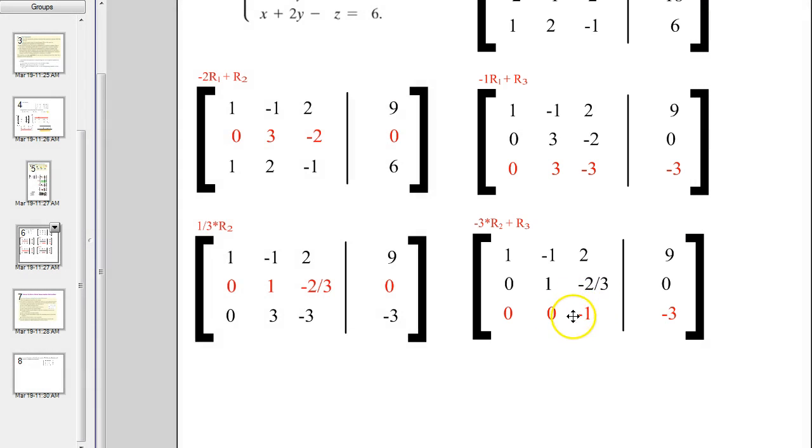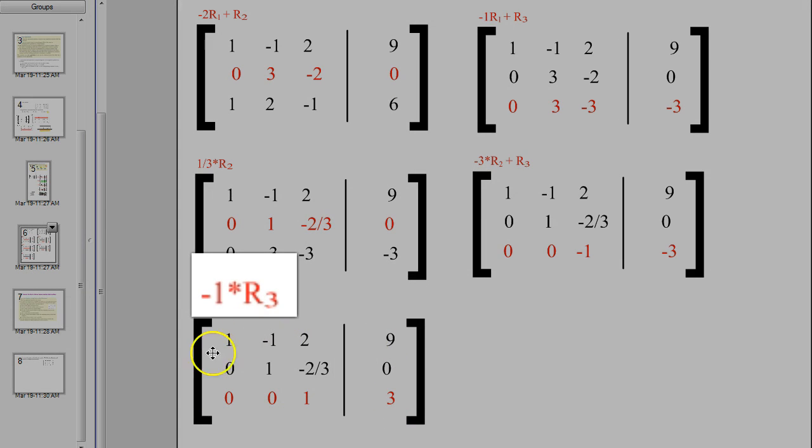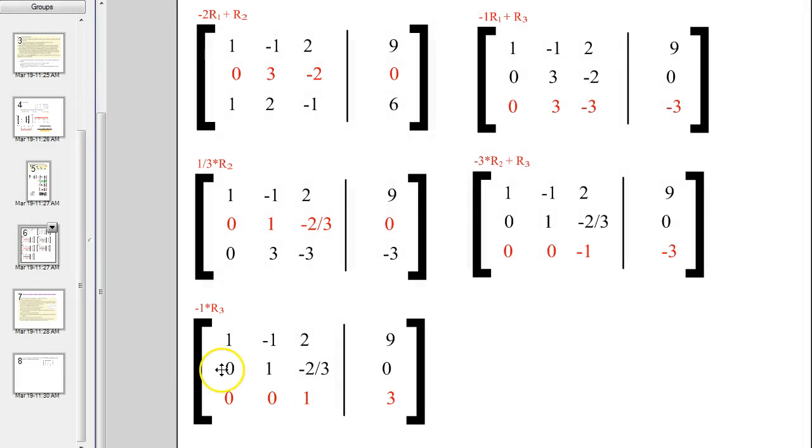All right, then the last thing, we want this last bottom right corner to be a positive 1. Sorry, it's a negative 1 right now. So to make it a positive 1, I'm going to divide or multiply, whichever one you call it, this bottom row by -1. All right, so there's my last matrix. I've got the ones on the main diagonal, the zeros below the main diagonal. So that means I'm ready to go.